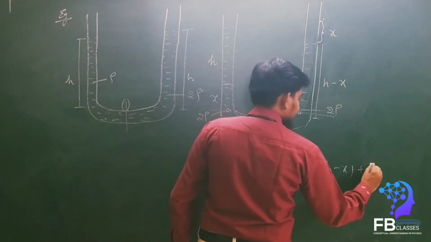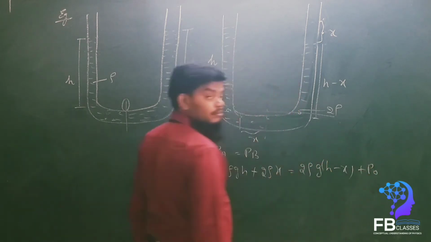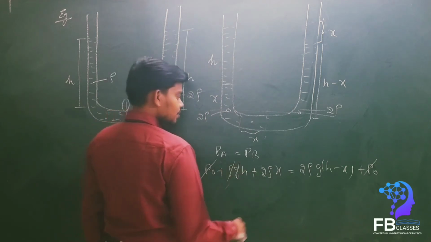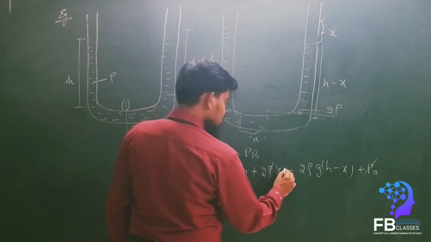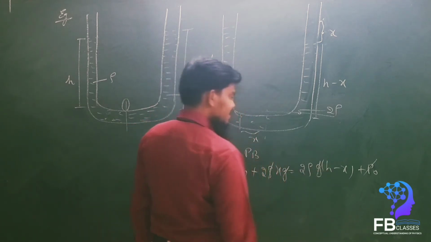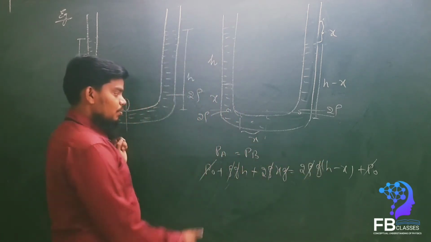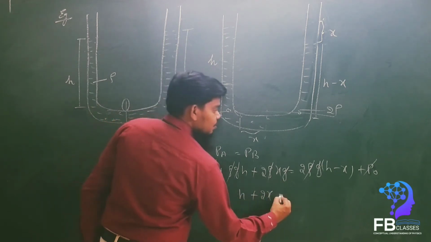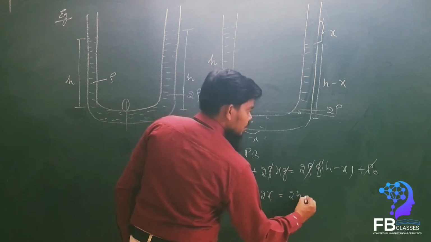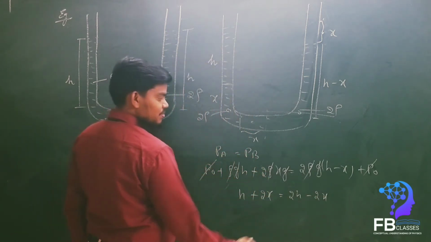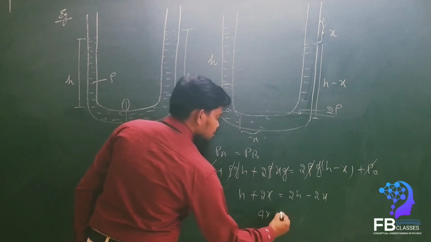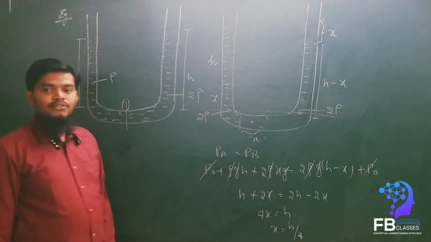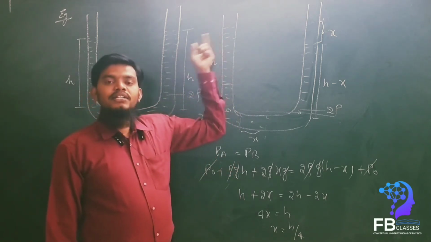So plus P naught this side. Understand? So P naught gets cancelled. In the same manner, rho g, here also rho, here also g will be there, right? So this g will get cancelled. This rho will get cancelled. Yes or no? Now what is here? h remains here. h plus 2x is equal to 2h minus 2x. This 2x comes to this side and becomes 4x is equal to h, x is equal to h by 4. So this is the value of x, which is the rise in the second column.